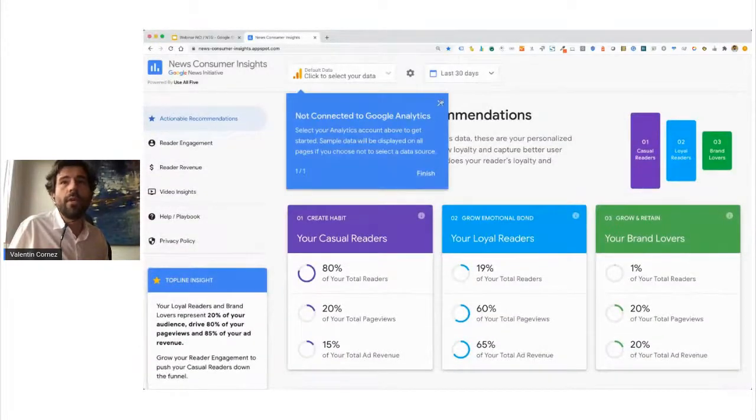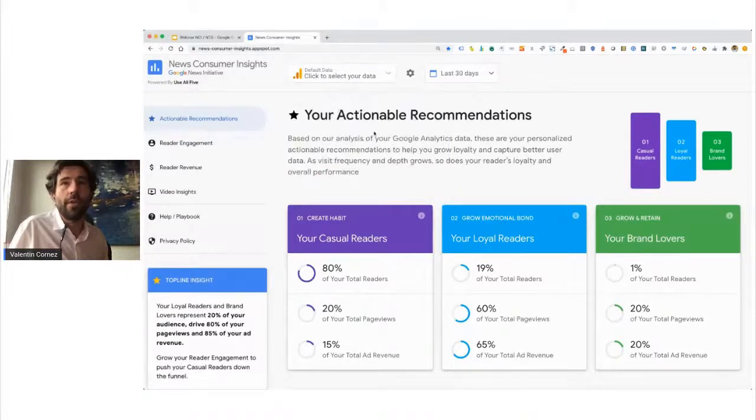And that's simple. Here, you just need to select your Google Analytics account. You will only see, obviously, your Google Analytics account appearing there since you have your email address associated with it. So once you have connected with your GA account, the whole report will populate based on your GA data. You will see on the left-hand side 4 tabs: Actionable Recommendation, Reader Engagement, Reader Revenue, and Video Insights. Let's take a closer look at the Actionable Recommendation tab, which is the home page of the tool.